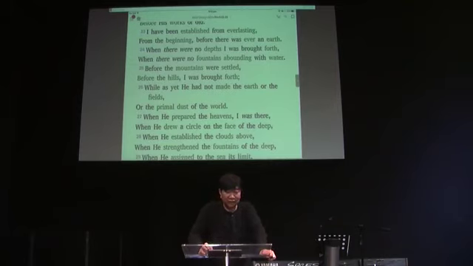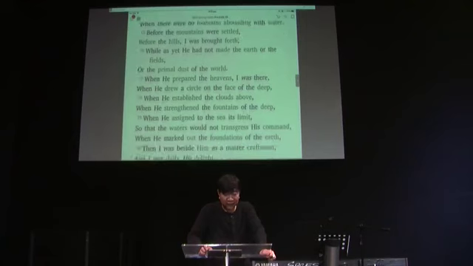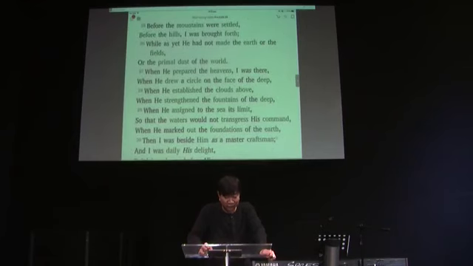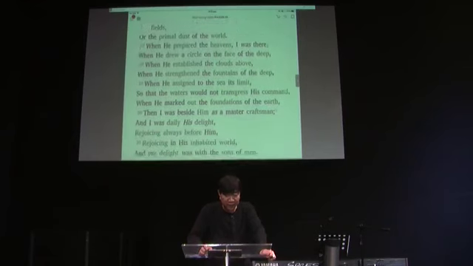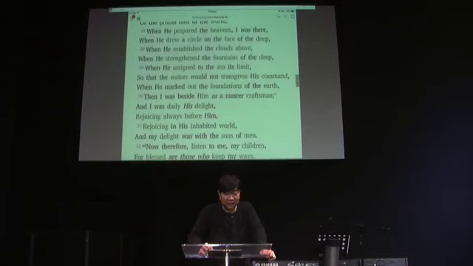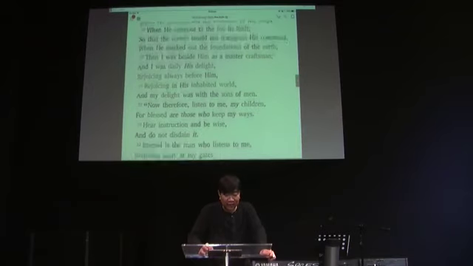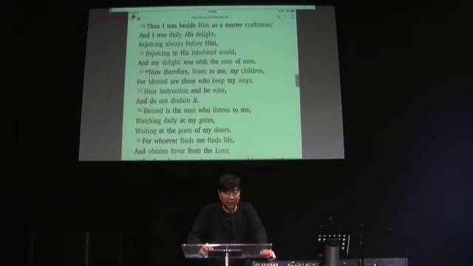From the beginning, before there was an earth, I was brought forth. And then, before the mountains were settled, before the hills, I was brought forth. When he prepared the heavens, I was there. I was beside him as a master craftsman. It does look like the Holy Spirit, correct? But the question is, why feminine?